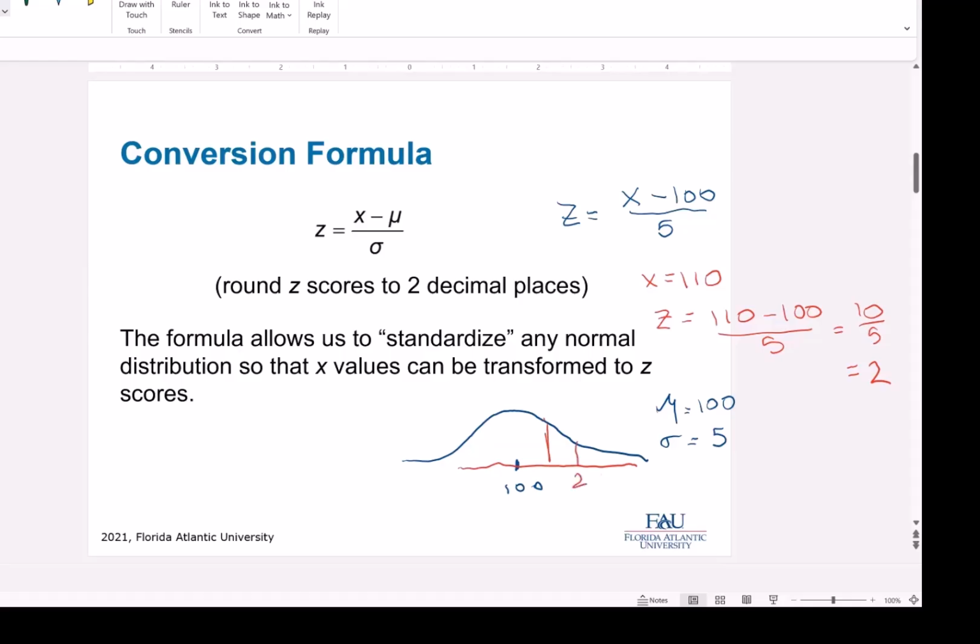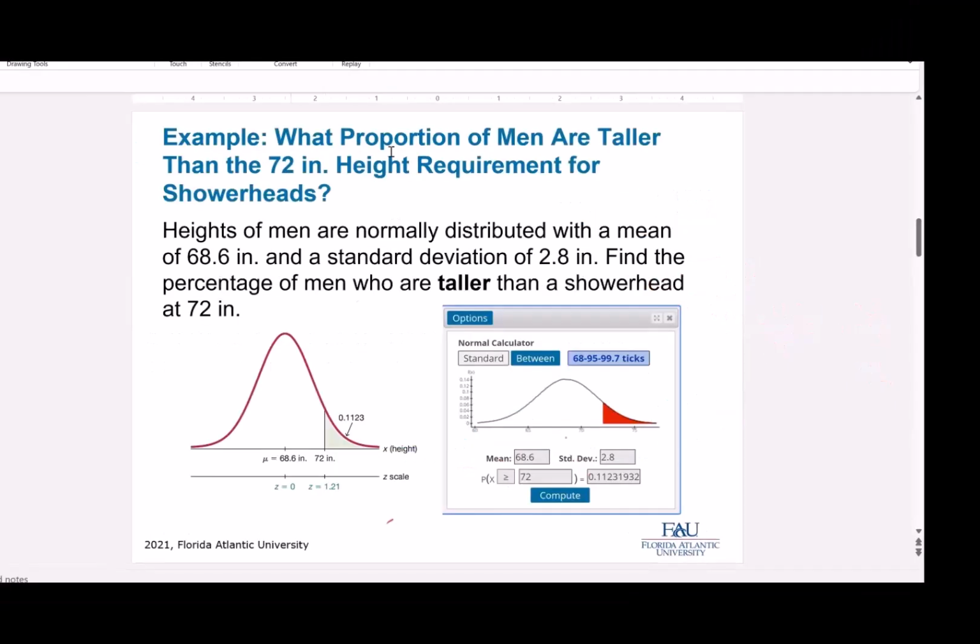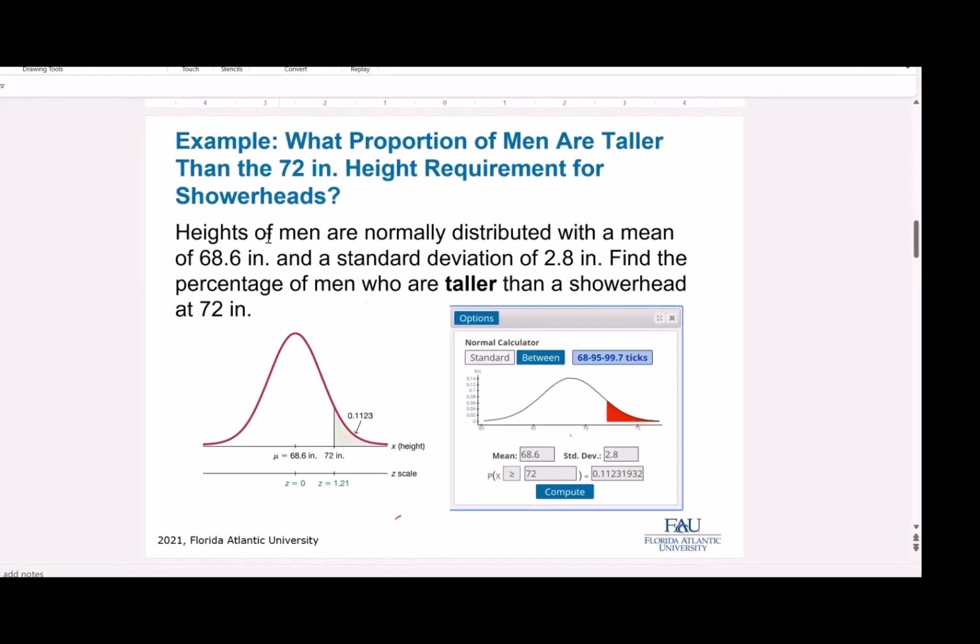This would be 2 standard deviations, which is true because my standard deviation is 5, and I picked 110 for X. 1 standard deviation would make it 105. 2 standard deviations would make it 110. We normalized it. What proportion of men are taller than the 72-inch height requirement for shower heads?